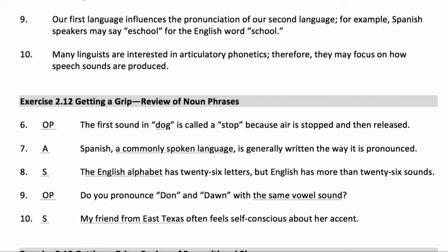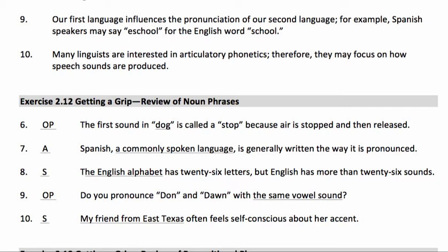So in 2.12, we were asked what is the function of these noun phrases. So in dog, the first sound in dog. So in is a preposition. So dog is the object of that preposition. So whether it is on the beach, in the car, every preposition must be followed by an OP.